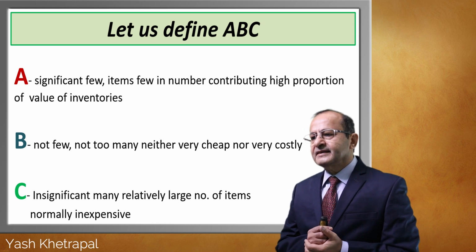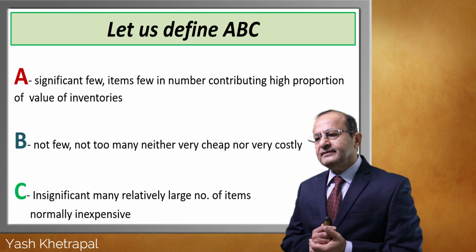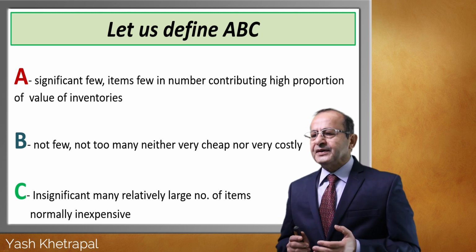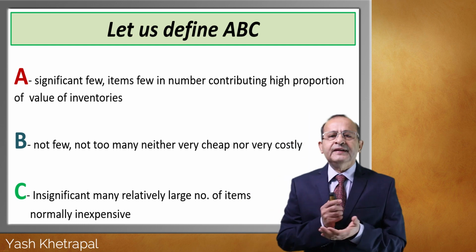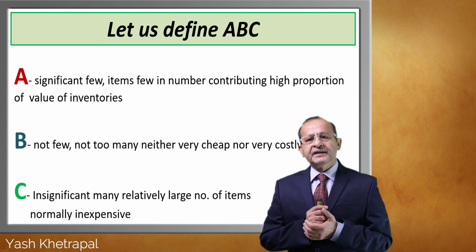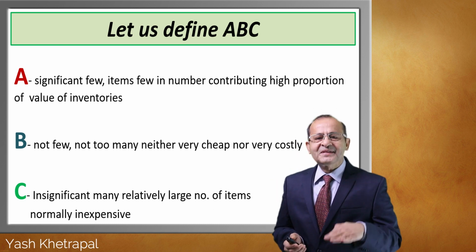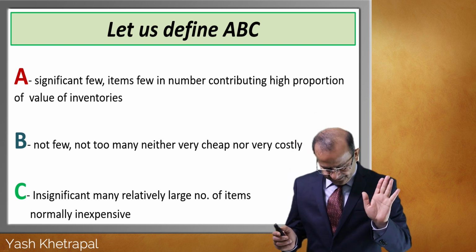What are A class? Significant few. Items few in number contributing to a high percentage of the value of inventory. B, they are not very high, not very low. C, okay, their cost impact is low. Okay, fine.